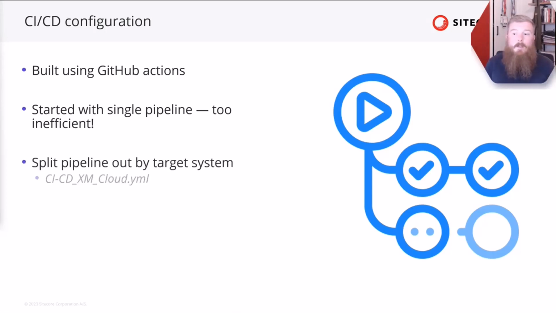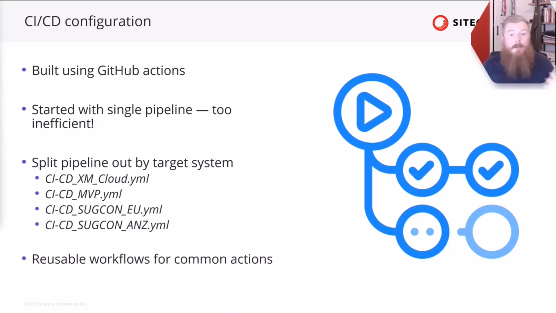So it quickly became obvious that we needed to split out our pipelines by target system. That means we have a different pipeline for each of the sites we're actually deploying, and they're going to go out to the cloud that hosts that site. So we have a deployment that goes to XM Cloud. We have a deployment that deploys the MVP site out to an Azure web app, because that's built with the ASP.NET Core rendering SDK. We have pipelines that deploy the subcon sites. They're both built in Next.js, so both of those get deployed out to Vercel. We also have a series of reusable workflows that are basically there to power those different steps, and you'll see those in action shortly.